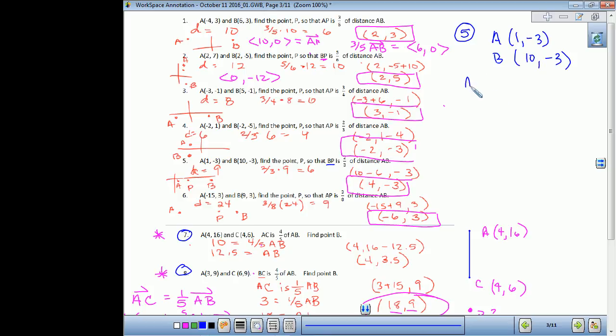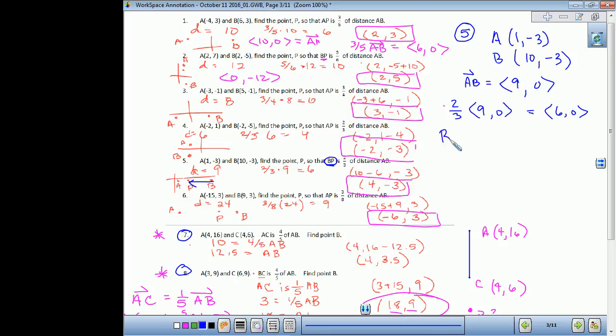So we could find vector AB, and to go from A to B, we need to move 9 units to the right and 0 up or down. Now we want to go 2/3 of that distance. So 2/3 of 9 is 6. But this is BP, so it's not from point A. This 2/3 is from B.